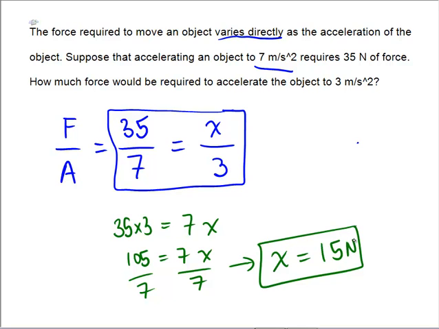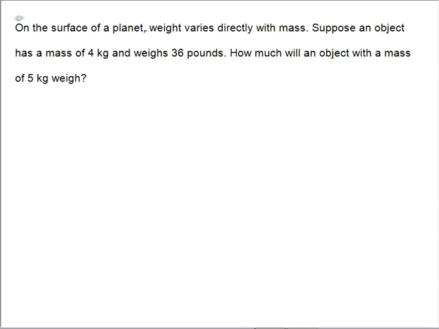Okay, so take a quick second out by yourself and see if you can do this one. On the surface of a planet, weight varies directly with mass. Suppose an object has a mass of 4 kilograms and weighs 36 pounds. How much will an object with a mass of 5 kilograms weigh?